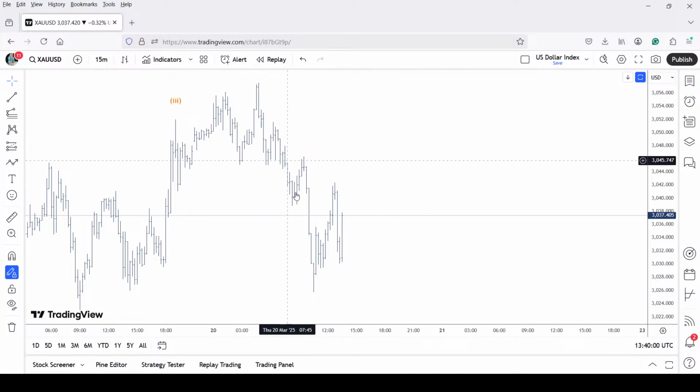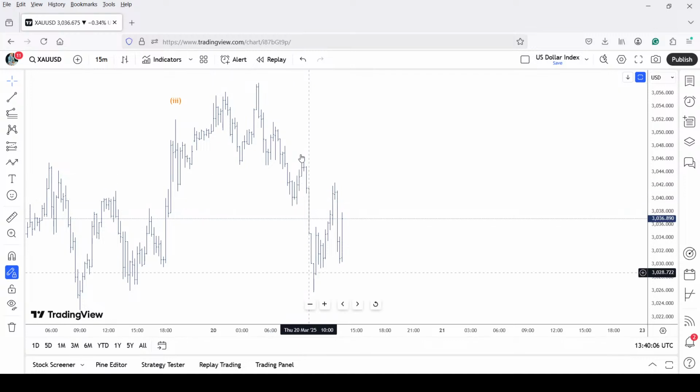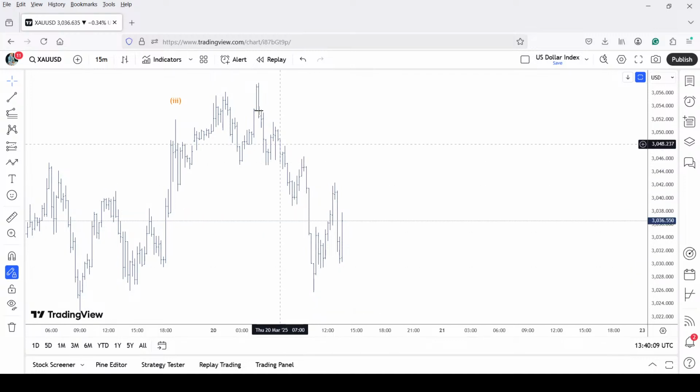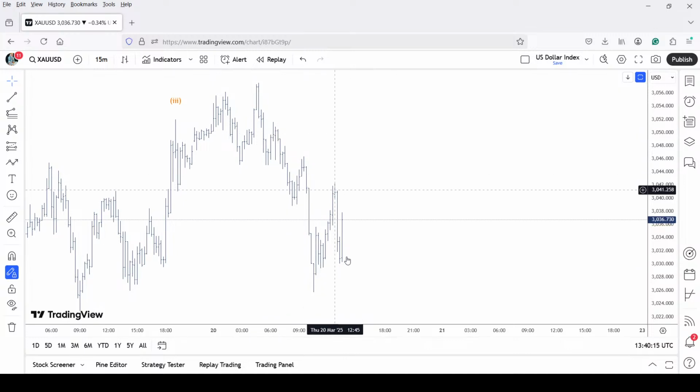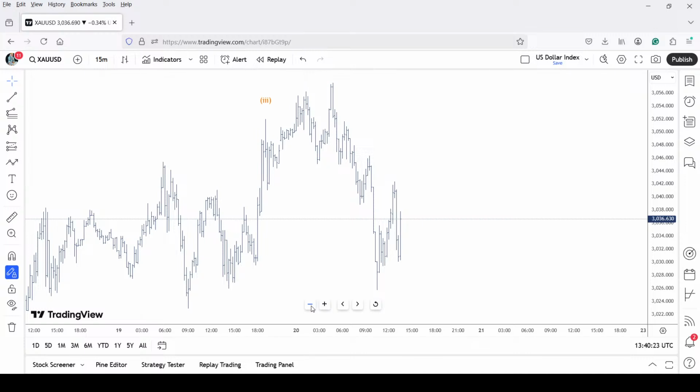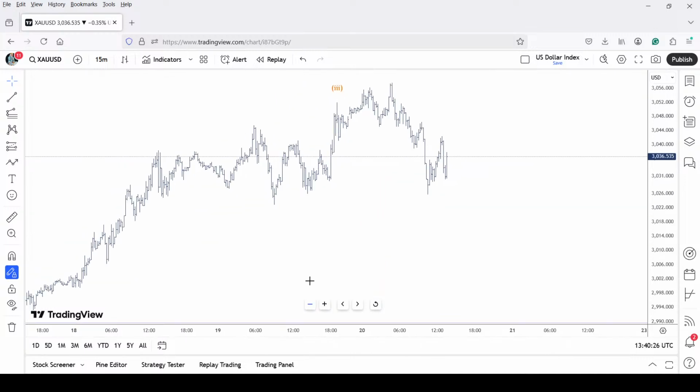It could be ABCX. I don't know if this is an ABC because it's a straight line actually. It could be actually a 1, 2, and then 1, 2, 3. Possibly wave 4 is unfolding as a triangle, and if it is, I think we should get one more low, one more decline towards 3025, taking that support out.